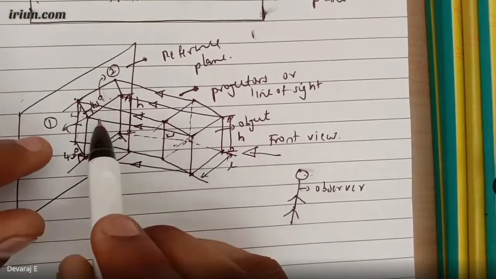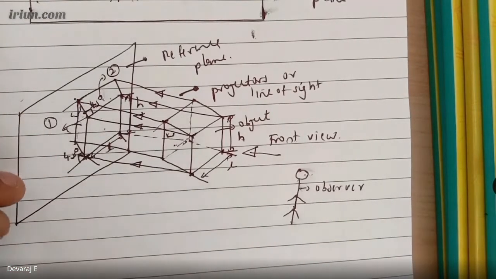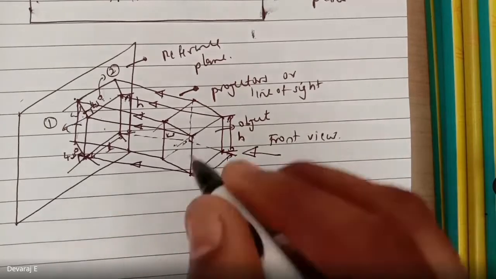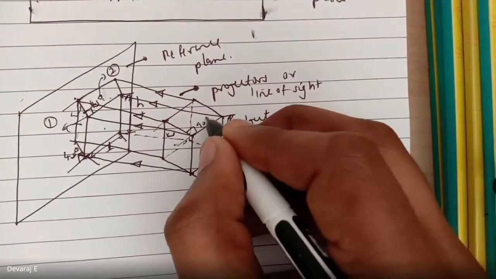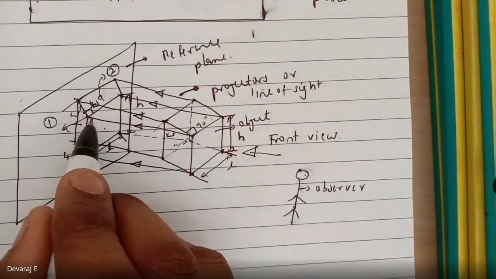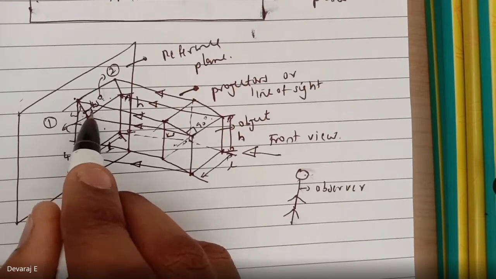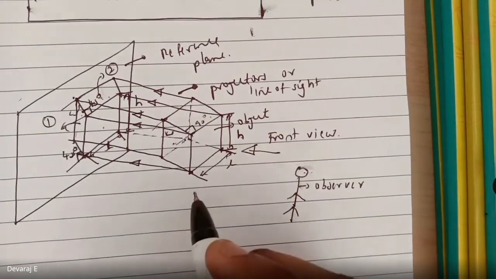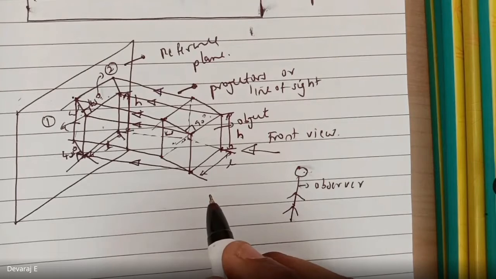Okay, so as well as the angle also will change. I think everyone is clear, right? If this is 90 degree, but when you see in the reference plane, it will be 45 degree. So this is called as oblique projection system. So everyone is clear?